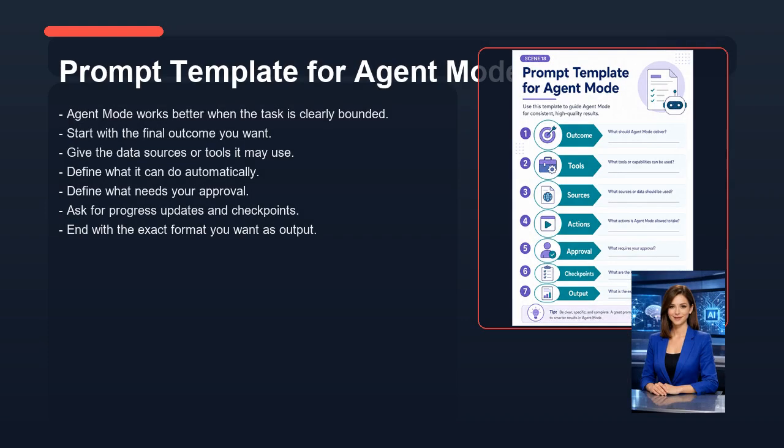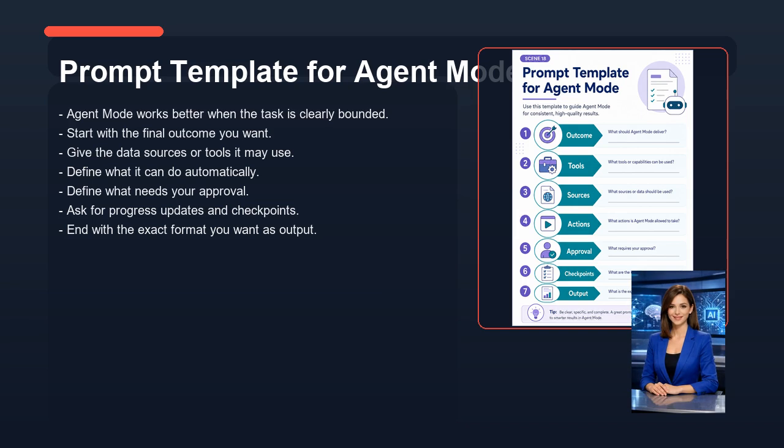Now let's look at prompt template for agent mode. Agent mode works better when the task is clearly bounded. Start with the final outcome you want. Give the data sources or tools it may use. Define what it can do automatically. Define what needs your approval.